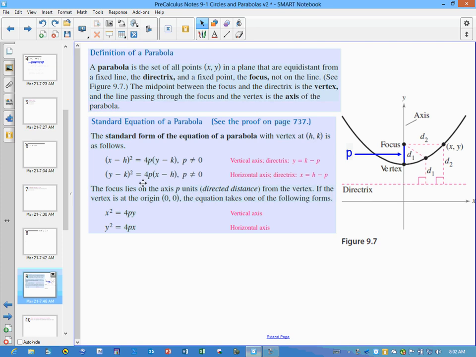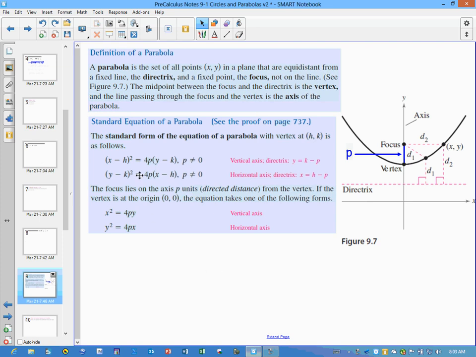But notice all of them have this 4p in front of it, where p is the directed distance, and it's important that it's a directed distance from the vertex to the focus. So if you go up from the vertex to get to the focus in our vertical model, that is the direction in which the parabola will open. So p would be positive when your parabola is opening upward, and if p was negative, that would put your focus down here and the parabola would open downward. So the sign of p will tell you whether it opens up or down in the vertical model.